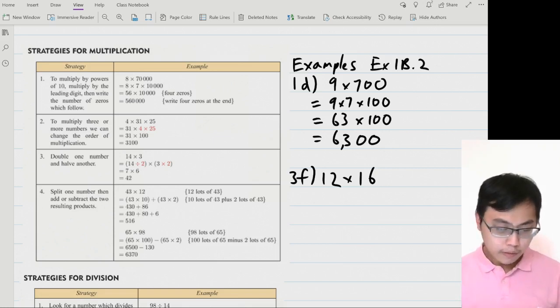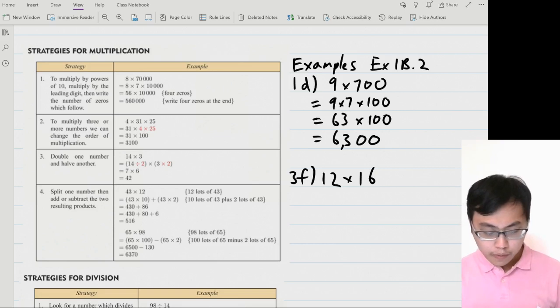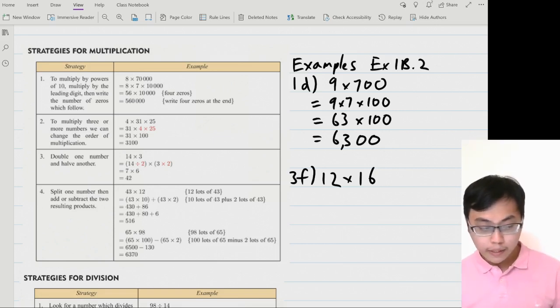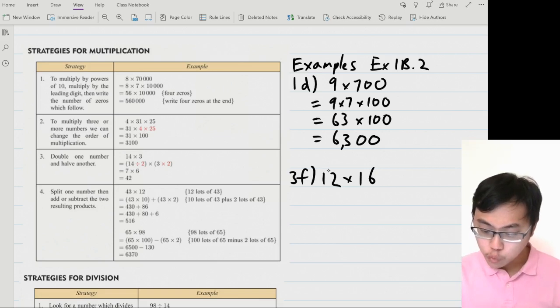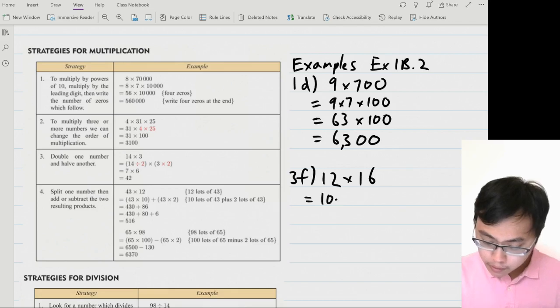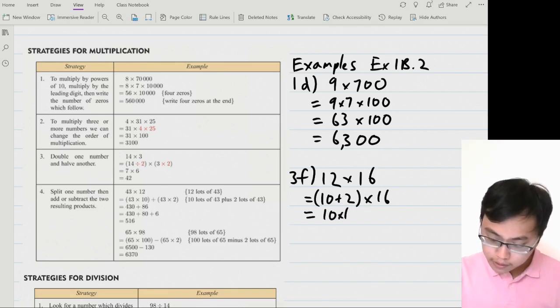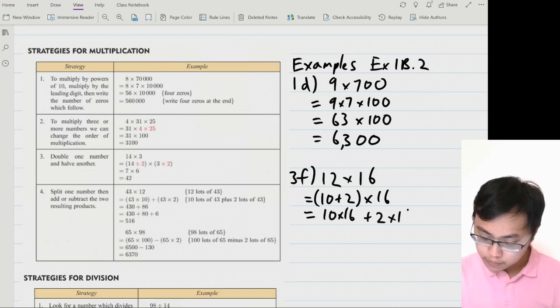What I can do is double one number and half one number. Would that make it easier? Let's just have a look. I'm going to double, let's say, 24. That probably doesn't make it easier. Instead, I can split up one number using strategy 4, and then add together. I'm going to split up 12 because 12 can be split into 10 plus 2. That's going to be 10 plus 2 in a bracket times 16. And so with this, I can do 10 times 16 first plus 2 times 16.